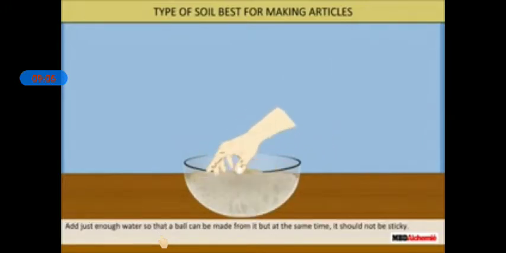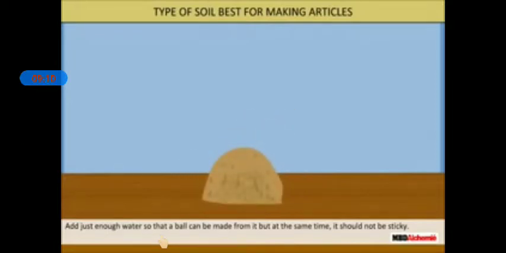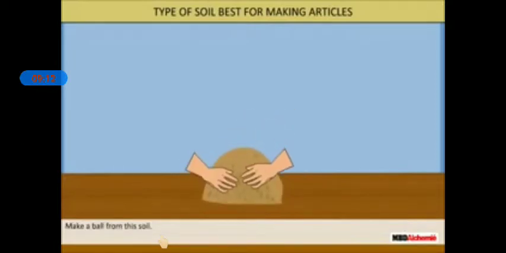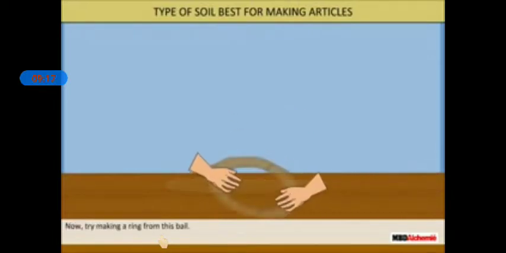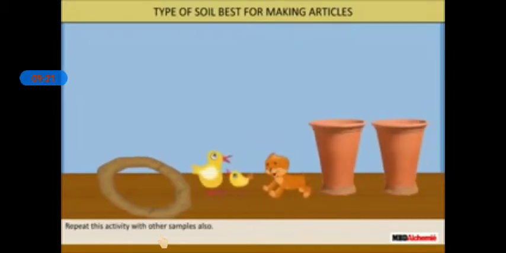Add just enough water so that a ball can be made from it, but at the same time it should not be sticky. Make a ball from this soil. Now try making a ring from this ball. Repeat this activity with other samples also. From this activity you will find that only clay soil is suitable for making toys and pots.